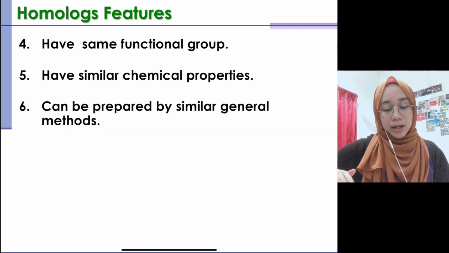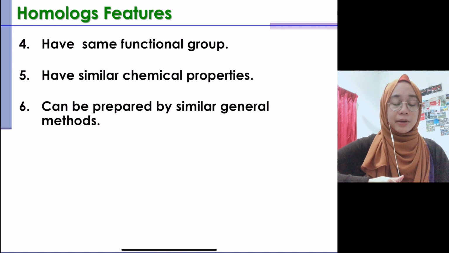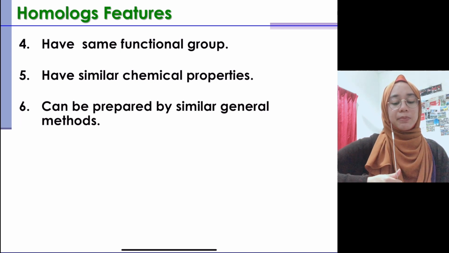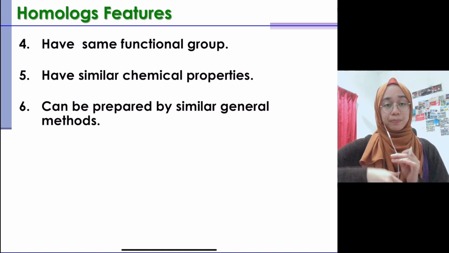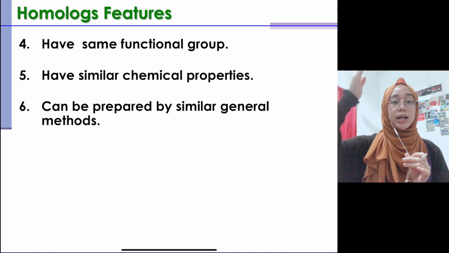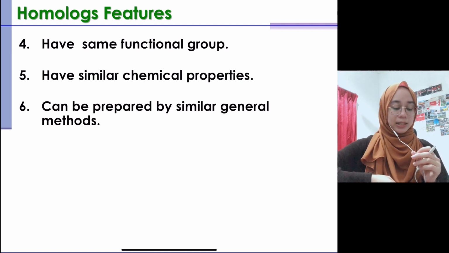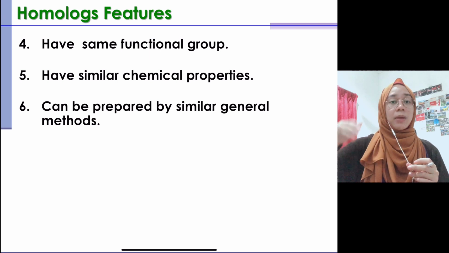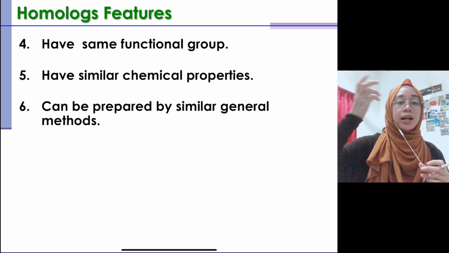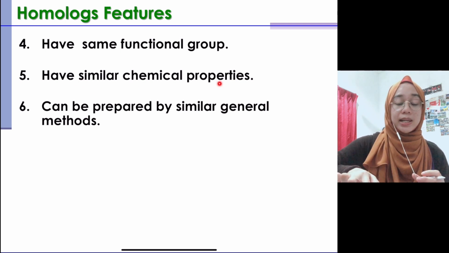Okay, and then yang keempat pula, they have the same functional group. Yang kelima, they have similar chemical properties, and yang keenam, they can be prepared by similar general methods. Misalnya nombor 4 dengan 5 ni, nombor 4 tu tak ada masalah, kamu nak faham. Macam alkohol tu tadi, obviously semua ada hydroxyl group. So they have the same functional group. And then yang similar chemical properties pula, let's say macam alkohol ni, kalau dia react dengan carboxylic acid, menghasilkan ester. Mana-mana alkohol react dengan carboxylic acid boleh menghasilkan ester. So that is what it meant by the similar chemical properties.